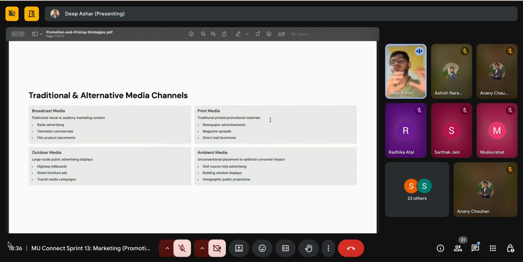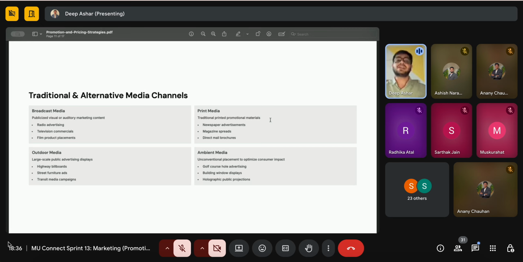So that was from the online aspect. When we go to the traditional aspect, there is broadcast media. Again, here there is a lot of overlap that we are going to see. When it comes to broadcast media, it's going to be radio, TV, and film product placements that we are talking about. This is basically the one-way broadcasting that we are doing today.